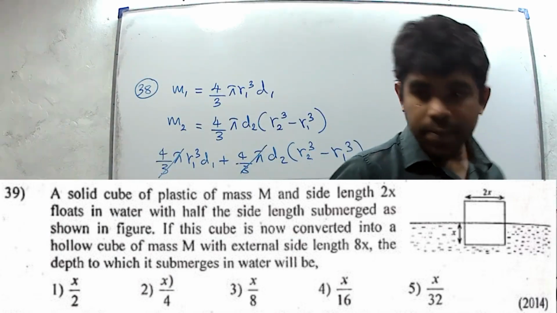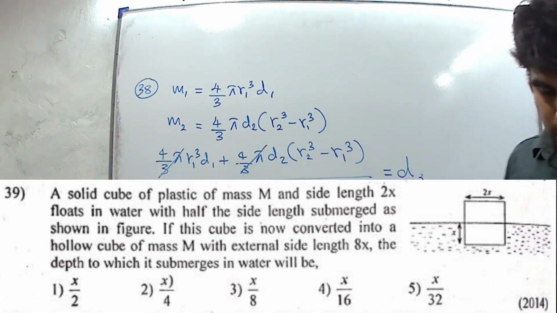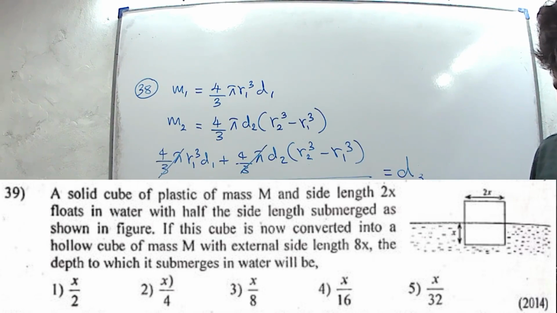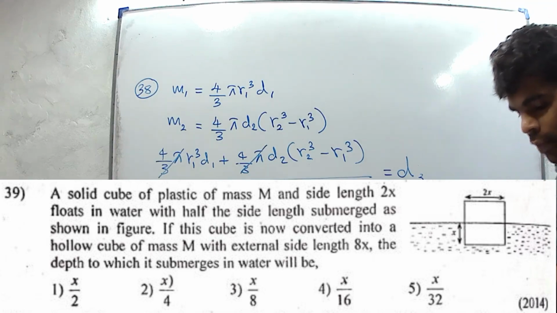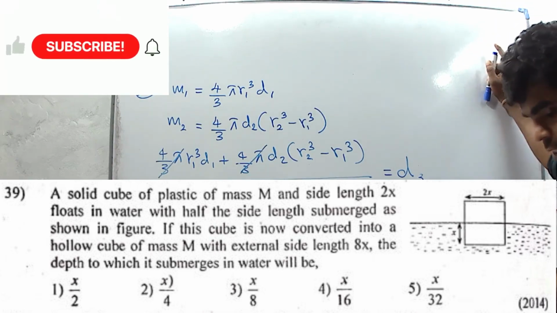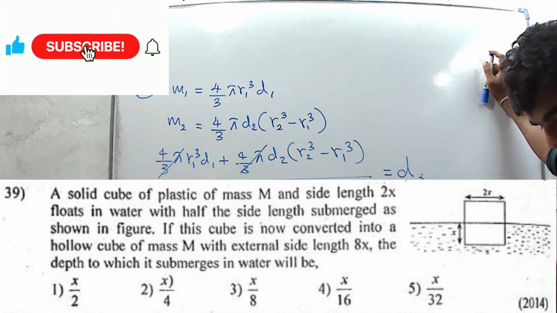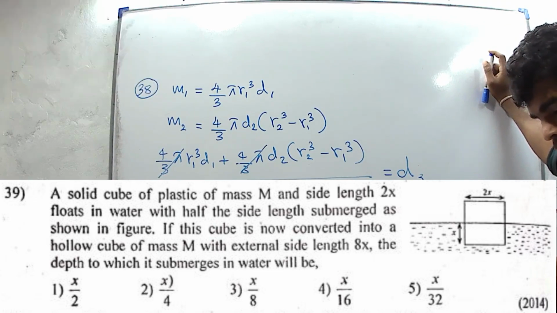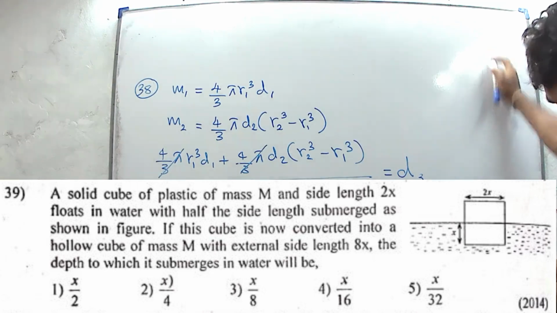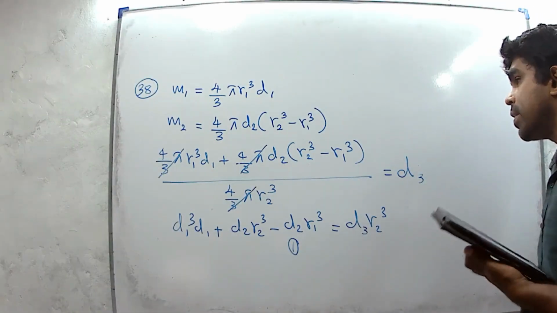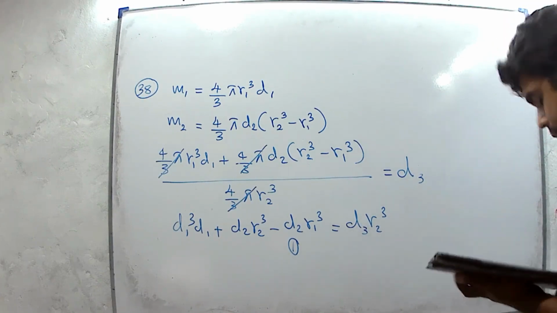Then 39. A solid cube of plastic of mass m and side length 2x floats in water with half of the side length submerged, as shown in the figure. If this cube is now converted into a hollow cube of mass m with external side length 8x, the depth which is submerged in water will be. It's the same mass, same object.